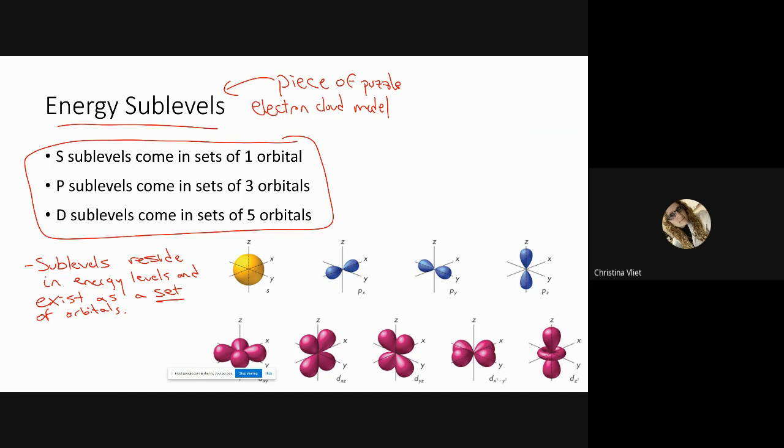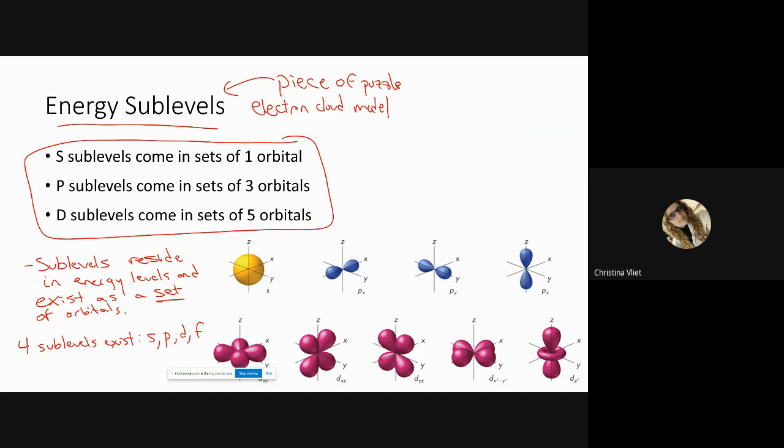There are 4 sublevels that exist: S, P, D, F. I'll pause here. So S sublevels, whenever we see an energy level has an S sublevel, it will always exist as one orbital, one sphere.